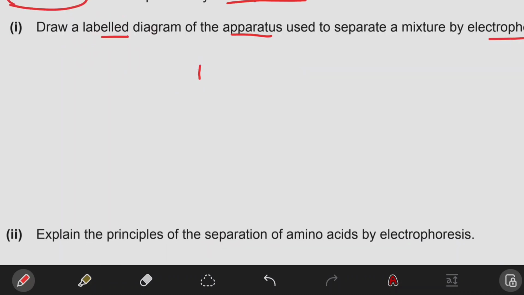First of all, let's draw a DC power supply. It is very important to show the DC power supply. And it is very important to show the positive and the negative of the power supply. And then it is very important to show that the circuit is complete.